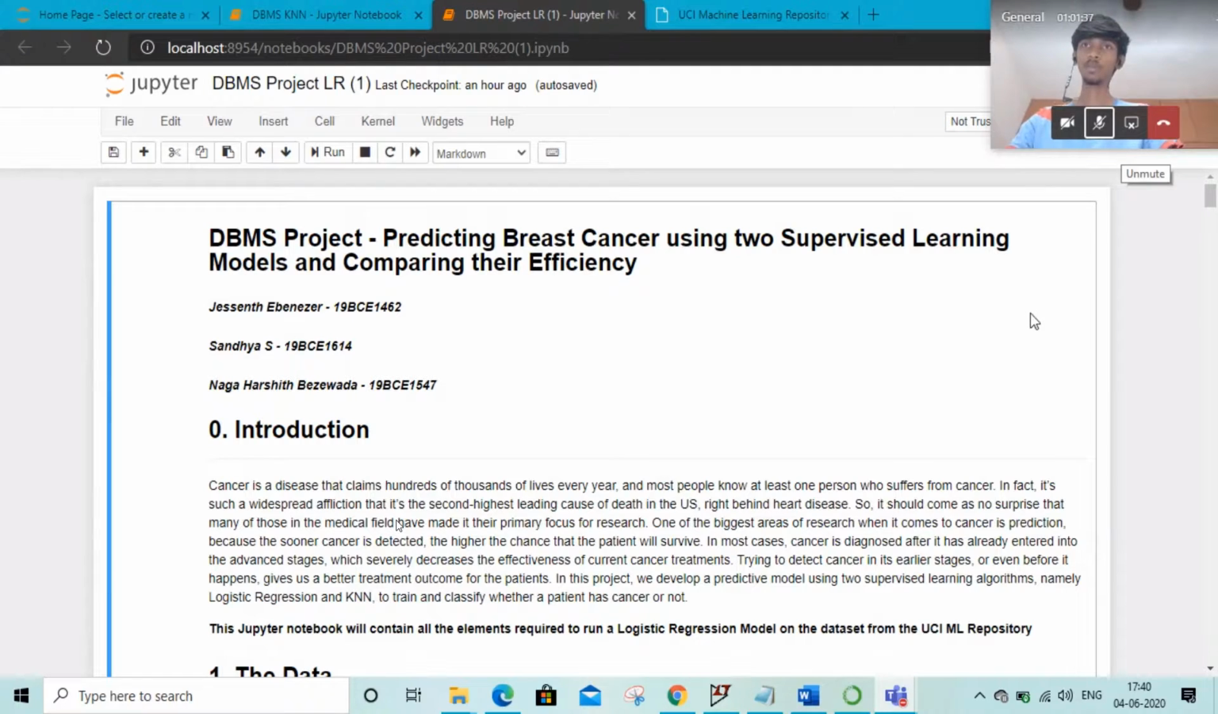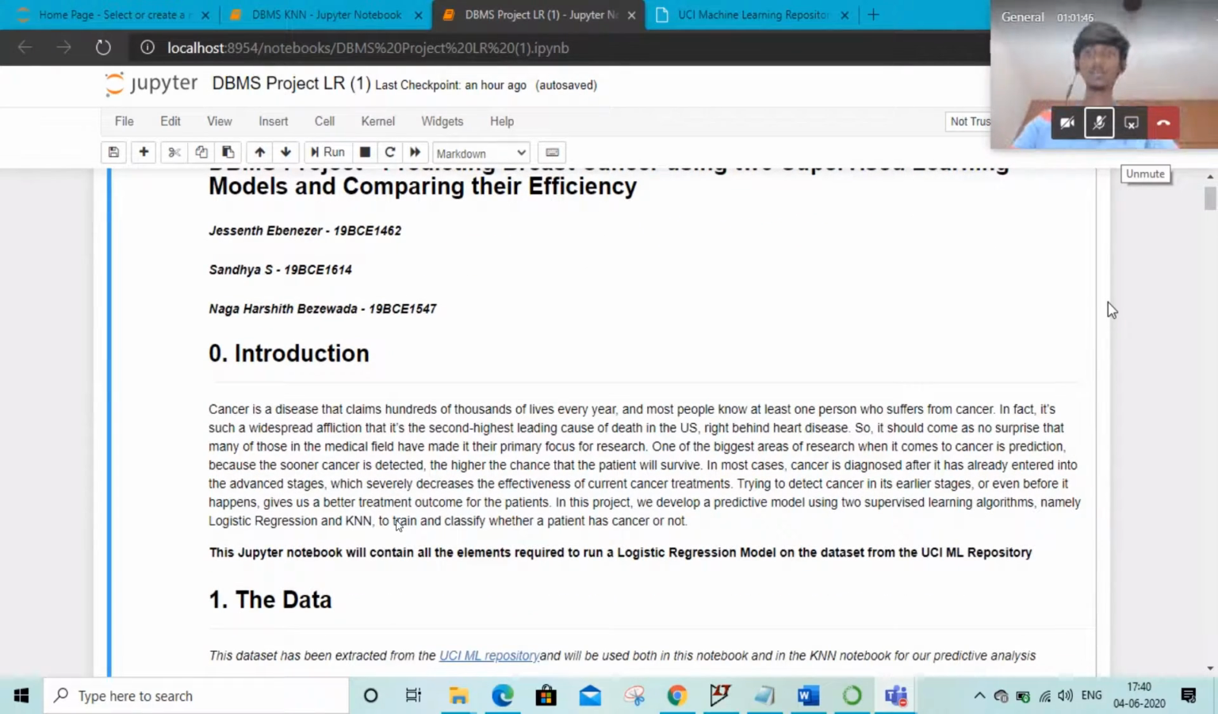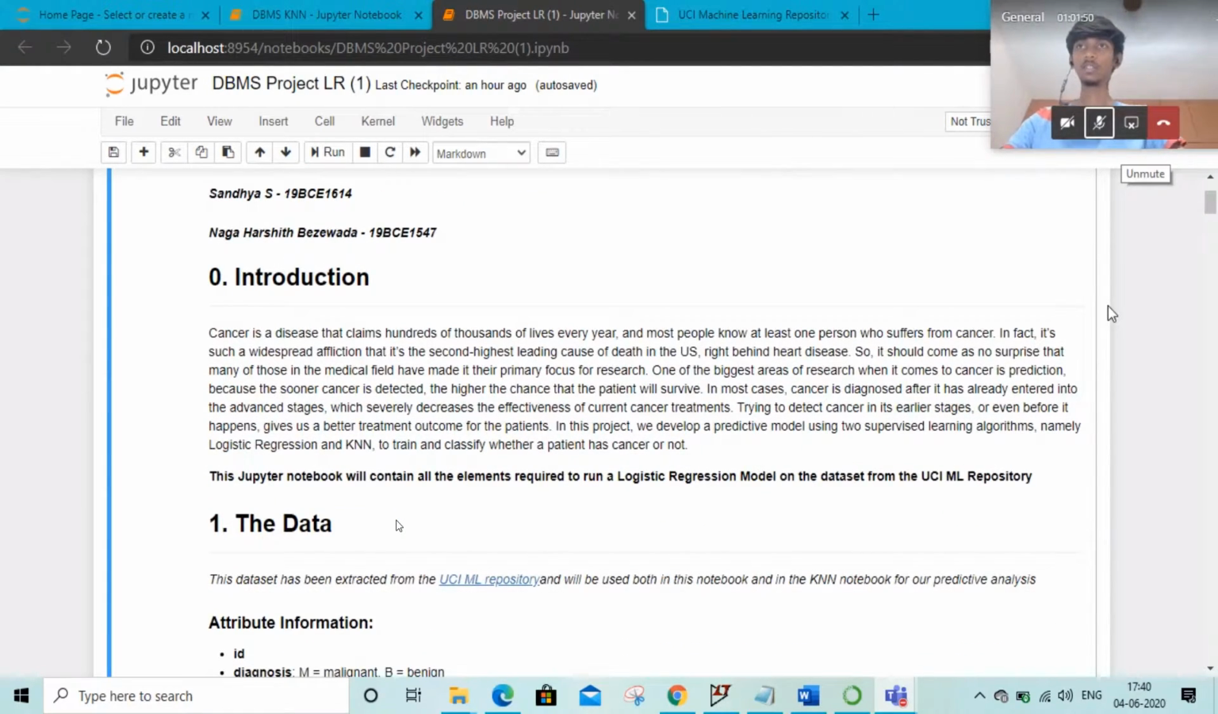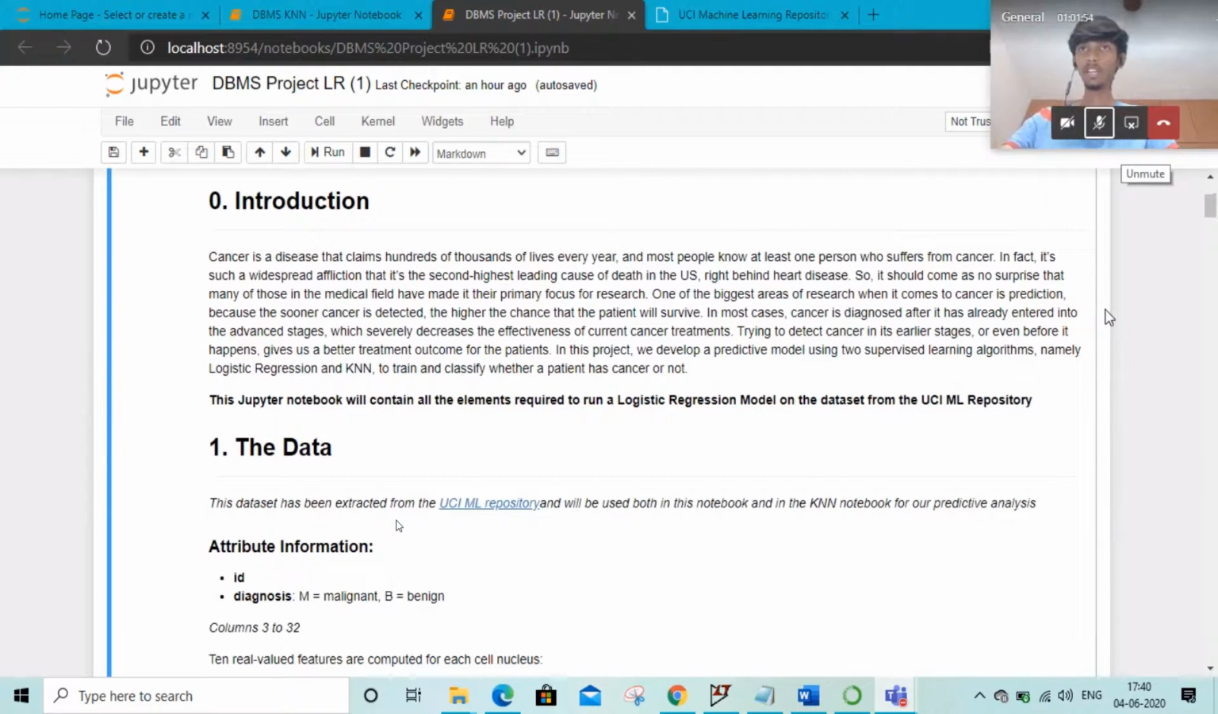I'll be explaining my project, which is predicting breast cancer using supervised learning algorithms and comparing their efficiency. I did this project along with Jacinth, Ebenezer, and Sandhya. We basically did this project to help predict cancer, as cancer can kill multiple people, and predicting it ahead of time can save lives.